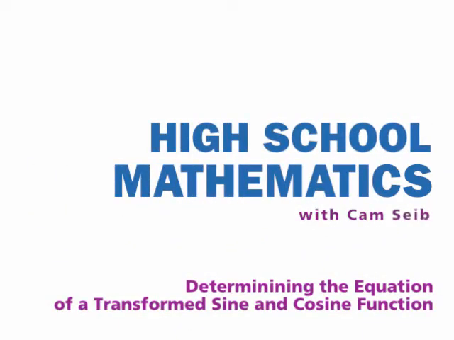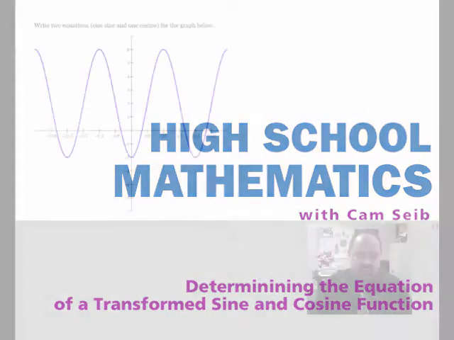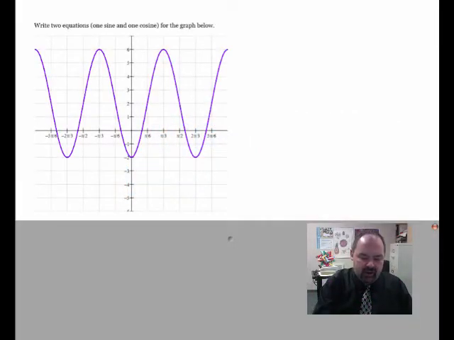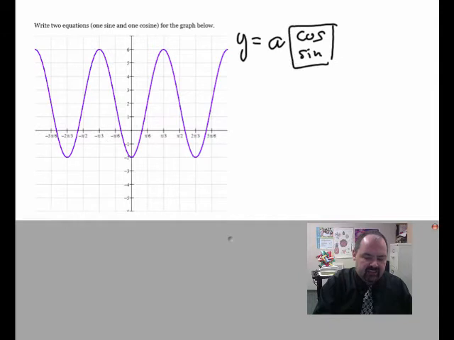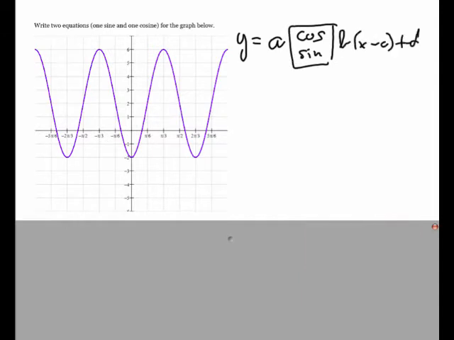In our next example, we want to come up with an equation for a given graph. And so we want to write our equation in standard form, a cos or sine, depending on which graph we decide we're going to think of it as, b times x minus c plus d. And we need to come up with the values of a, b, c, and d.